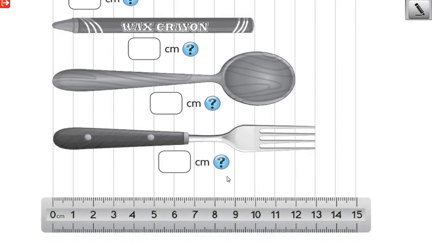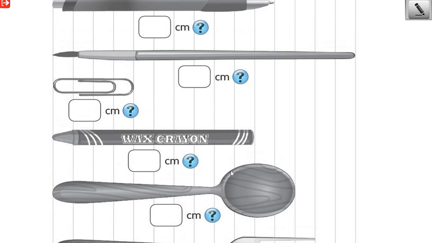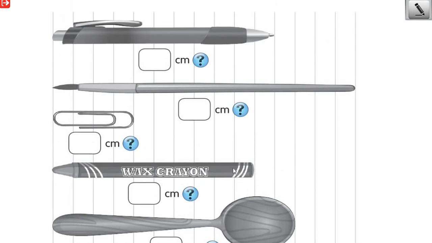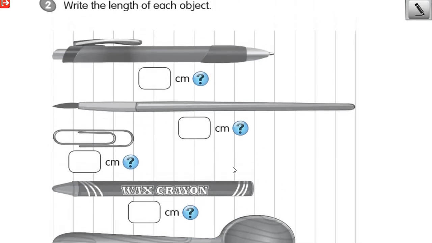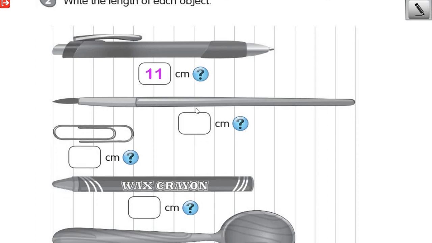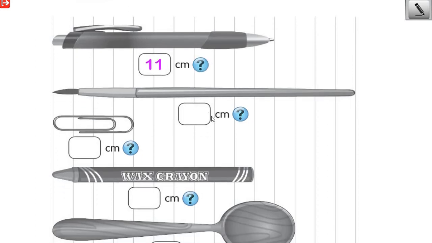Page number 34. Down here, we already have a centimeter ruler from 0 until 15. And on the top over here, we already have objects that we can find at home. Okay, the first one is a pen. How long is the pen? 5 seconds. It's 11 centimeter. How about the paintbrush? Another 5 seconds. This one is 15 centimeter.